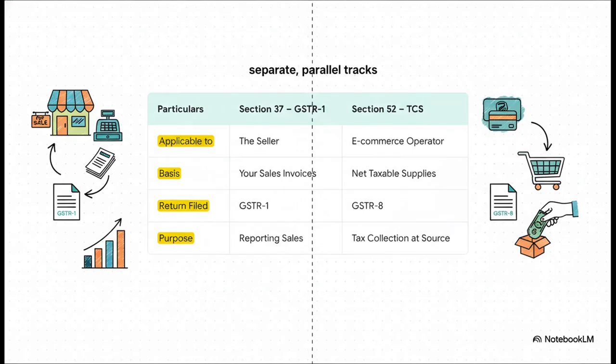Now, what's really interesting about this slide is how it just simplifies everything. I mean, just look down the rows. Who does it apply to? Section 37 is for you, the seller. Section 52 is for the e-commerce operator. What's the basis for the calculation? For you, it's your sales invoices. For them, it's the net taxable supplies. The returns they file are different. The whole purpose is different. You're reporting sales, they're collecting a tax. They're just two separate parallel tracks.